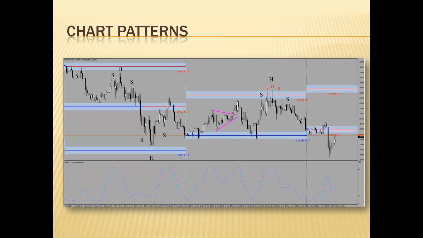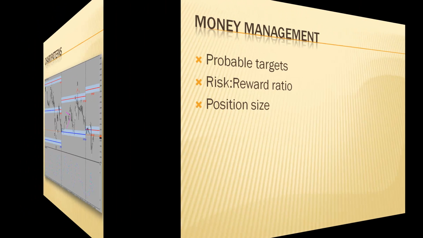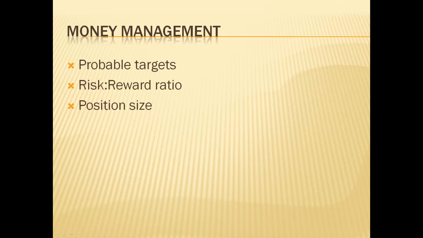Speaking of which, let us now discuss Price Master Pro's role in money management. In money management, there are three integral parts that need to be identified before any trade is taken. First, we need to determine our probable targets. This applies to both profit targets and stop loss. Second, we determine whether the targets offer us adequate reward-to-risk ratio, and if the outcome is favorable, we then determine the size of the position we will take.